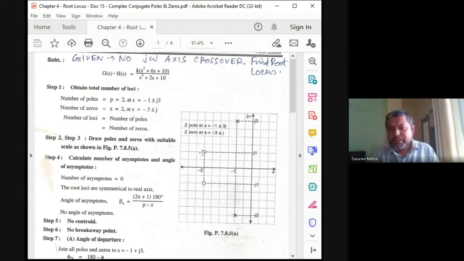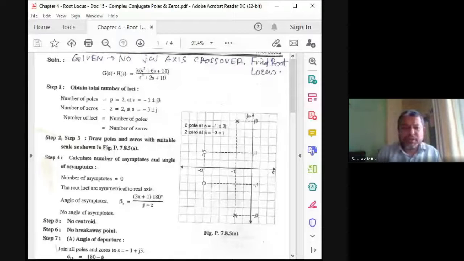Not much work is there, but all these things you have to write logically. That is the first step, P minus Z is equal to 0. Hence, theta c, sigma c calculation not required. As none of the root locus is on the real axis, breakaway point is not to be found. In this case, centroid not to be found, asymptotes not to be found.